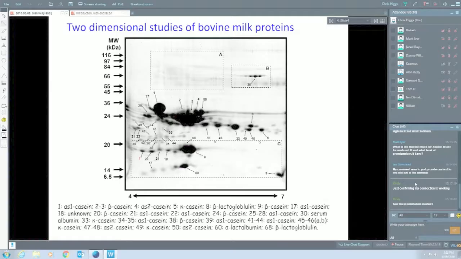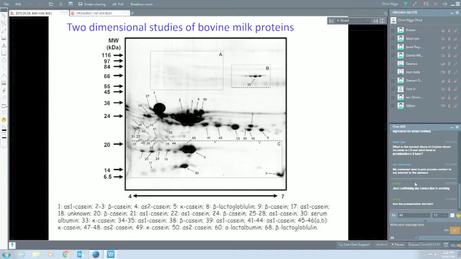If I can take the pointer here, we can see this is basically a two-dimensional plot of the weight of proteins versus their isoelectric point. Each of these spots represents one of the proteins present, in this case in bovine milk. We have a blotch here in the middle, which is comprised of the alpha caseins and beta casein. We have a trail of different glycosylated forms of kappa casein, a spot for beta-lactoglobulin, a spot for alpha-lactalbumin, and some higher molecular weight whey proteins. And that's characteristic.